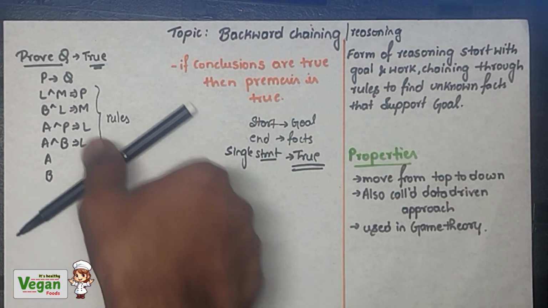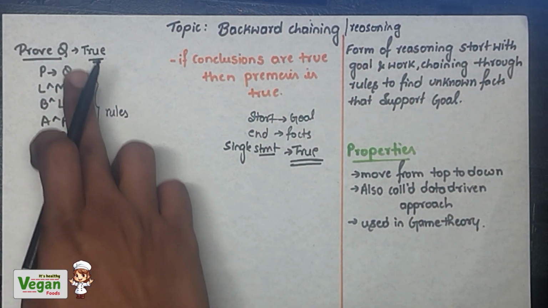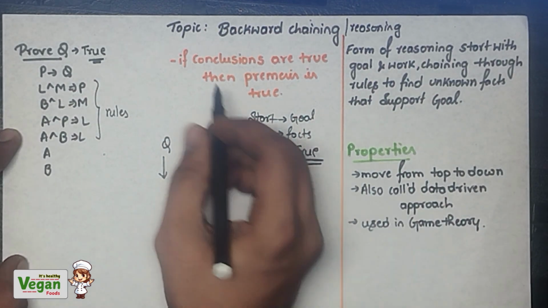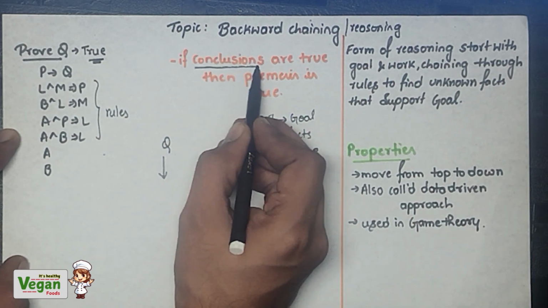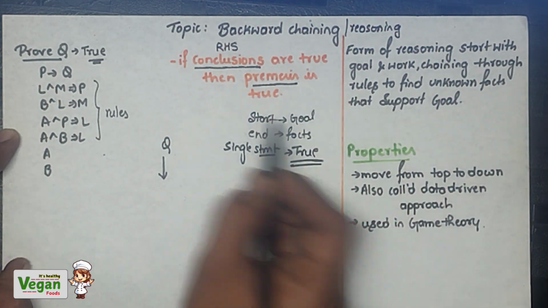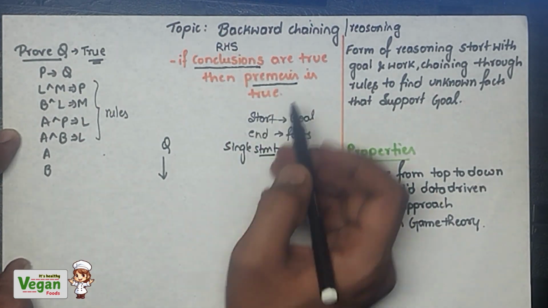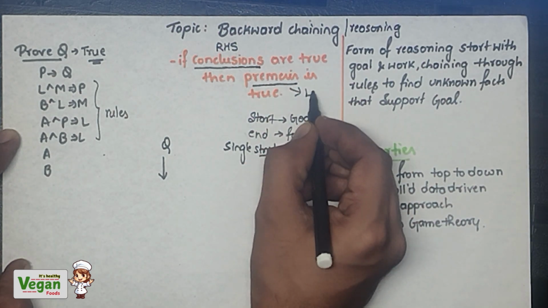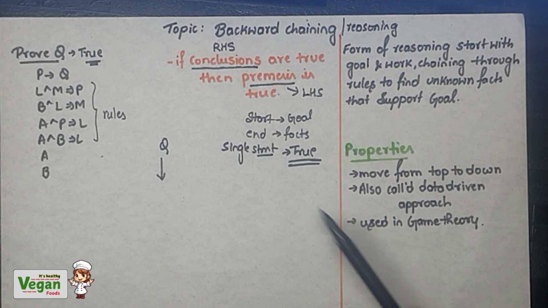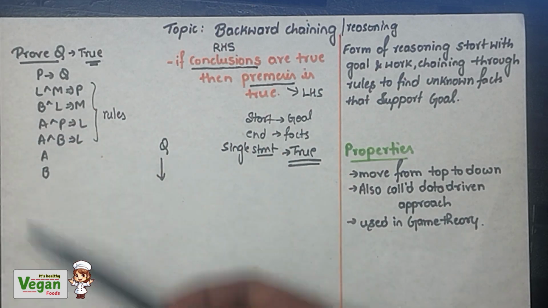What I said is it will start from the goal state. What is the goal? Q. So it will start from Q, and in backward chaining, if the conclusion is true, then the premises are true. The right hand side is called the conclusion, like P, M, L, and the left hand side is called the premises. That is, if the right hand side conclusions are true, then the left hand side premises are true.